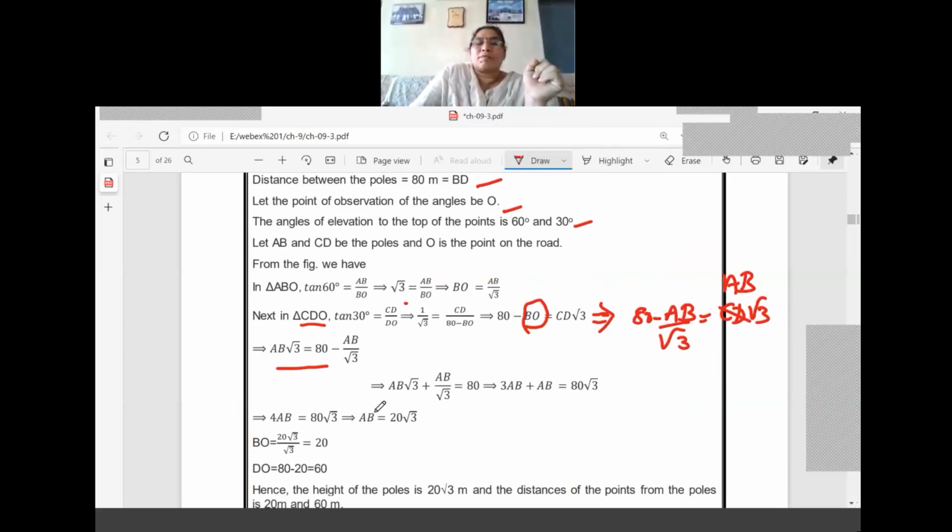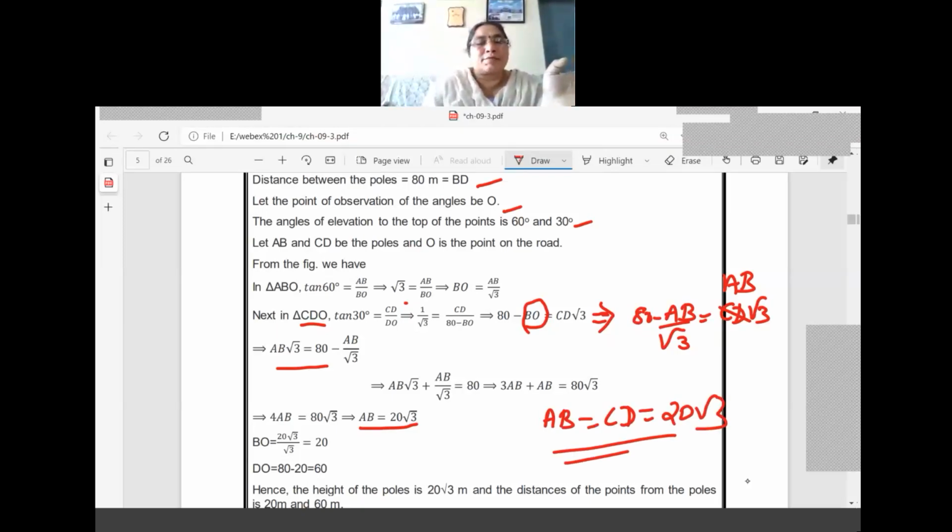Now what can we solve? We can solve for AB. What is the value of AB? We are getting 20 root 3. After getting 20 root 3, what should we do? That means the height of the poles we have calculated. AB and CD we got.